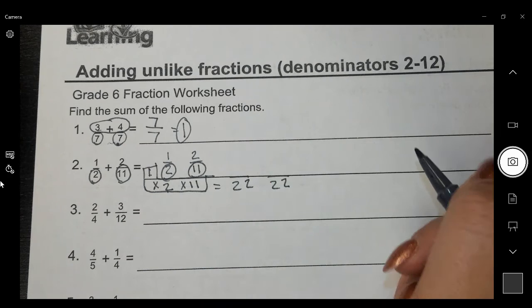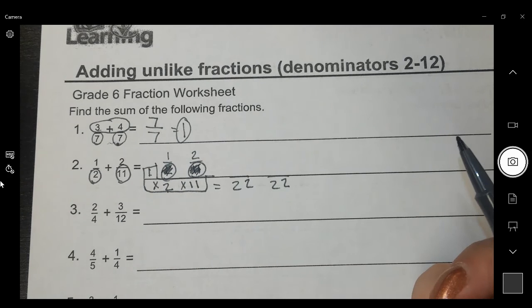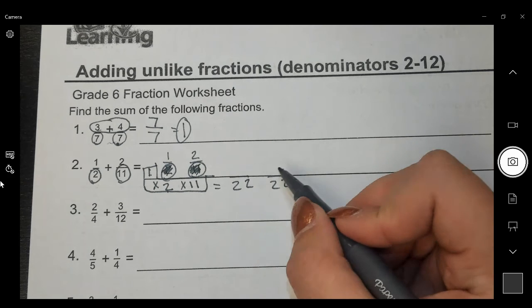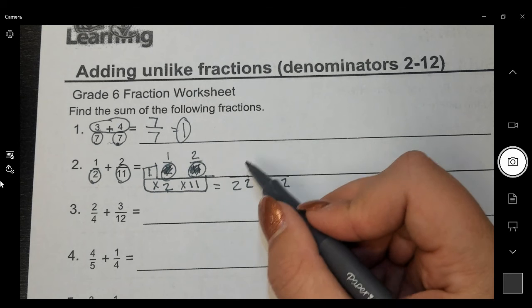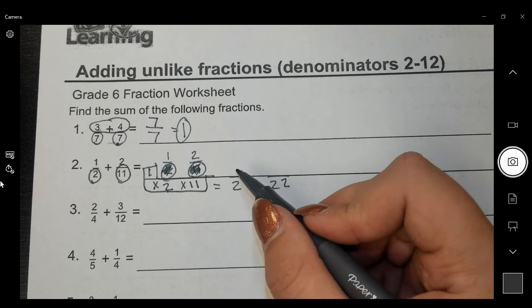denominator is 22. Because I'm done with these old denominators, I like to scratch them out so that there's not as many numbers going on. Because now I'm focusing on my numerators. I need new numerators. If I touch the bottom, I got to touch the top. If I touch the top, I got to touch the bottom. Whatever I do to one, I have to do to the other.